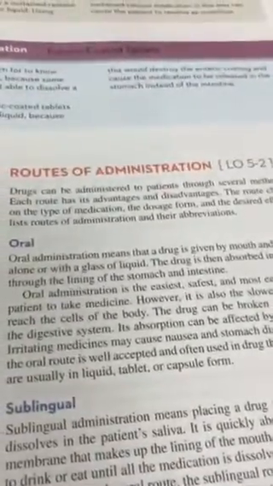Okay, so now we have routes of administration. What I like to do to remember each one of these is draw pictures. An oral medication means that the drug is given by mouth and swallowed.